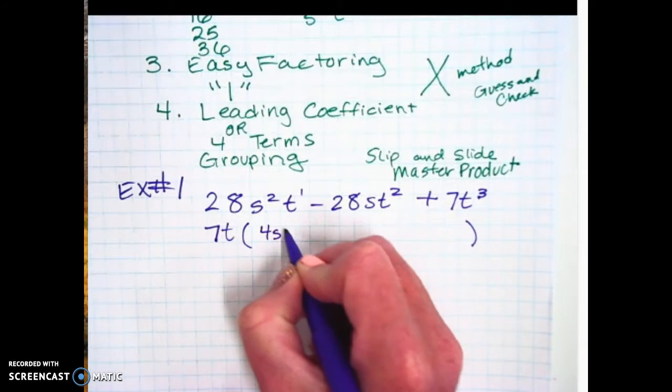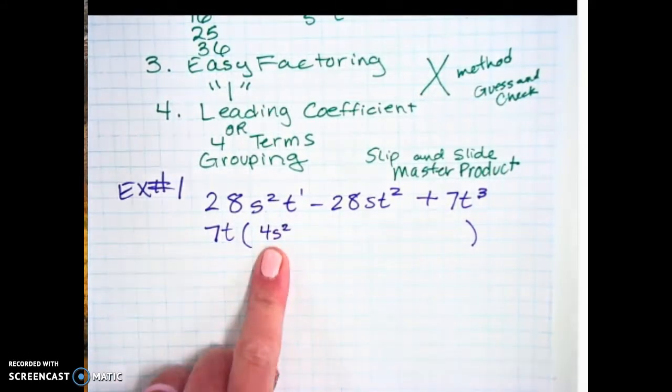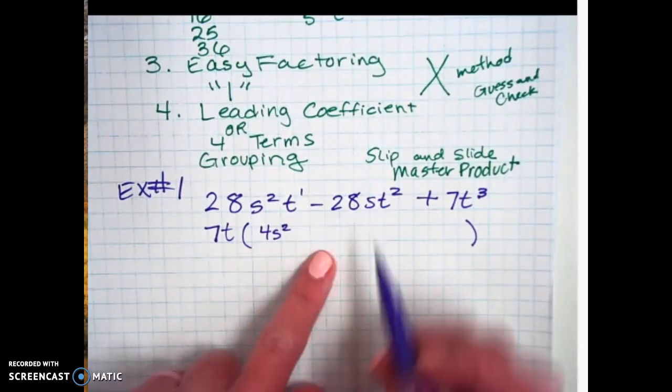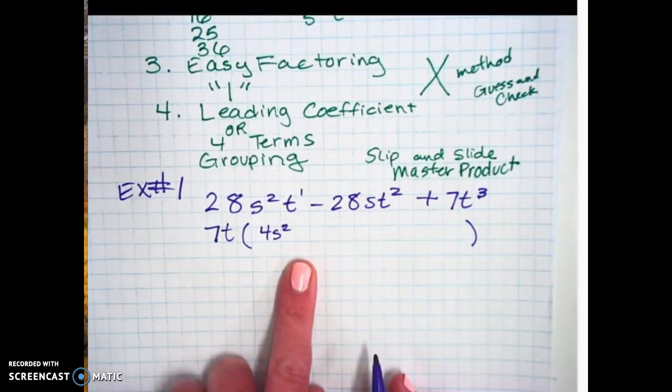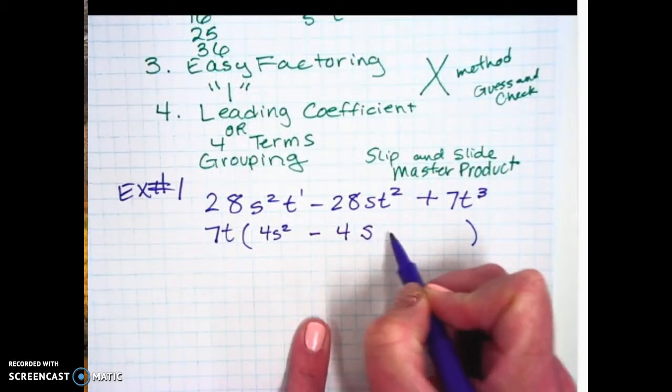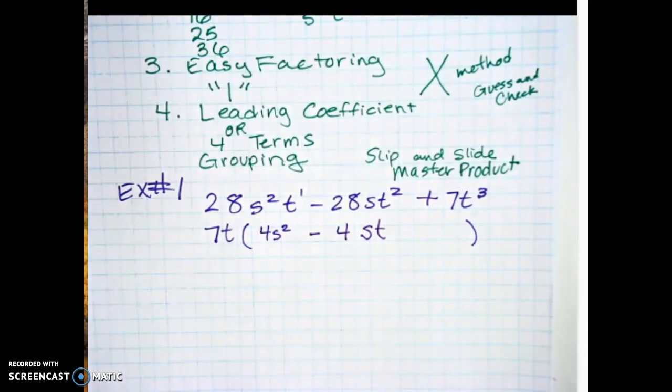4s squared. Right away, what do you notice about 4s squared? It's a perfect square. So it's likely that it's going to follow a special pattern, right? Okay. What's left in the second term? Minus 4st.